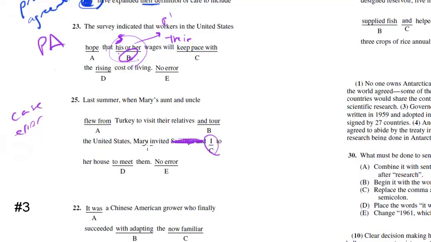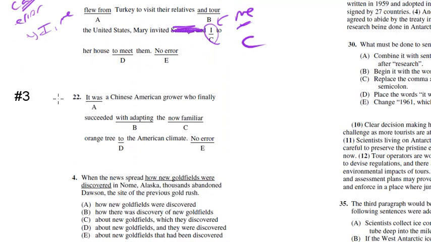So, Mary invited I to her house? No. Mary invited me to her house, right? That's how you can tell whether this is correct. The case is whether it's just I or me. You just remove everything else and you see, does it make sense? In this case, it doesn't. It needs to be me, so the answer here is C. So that's a case error. All right, so that was our pronoun errors.